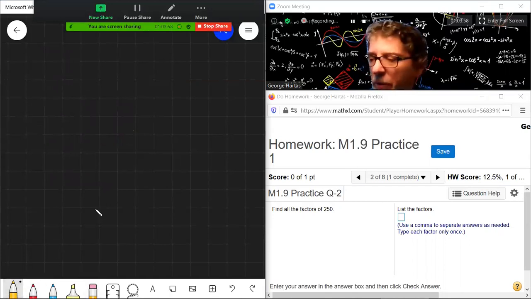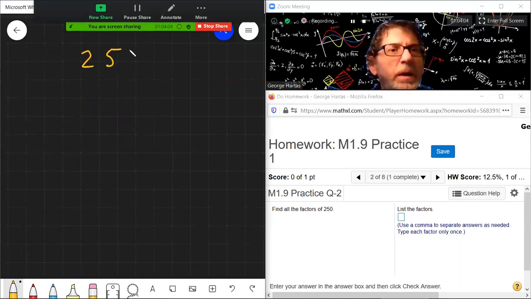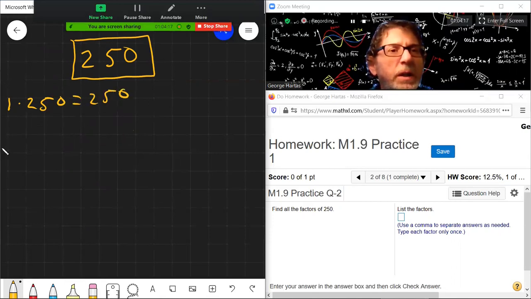So here the number is 250. Nice big number. Same technique though. Same technique. Here we go. 1 times 250 is 250. Can I use 2? I certainly can, because this is an even number. 2 times 125 is 250.